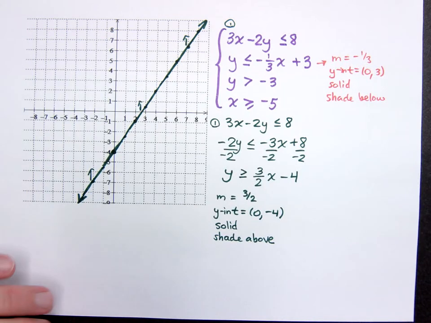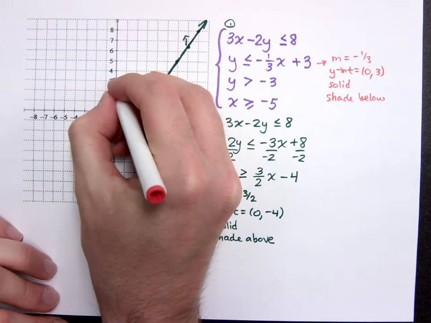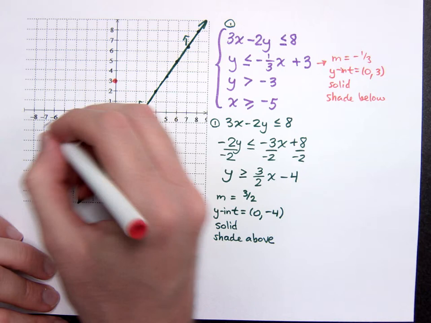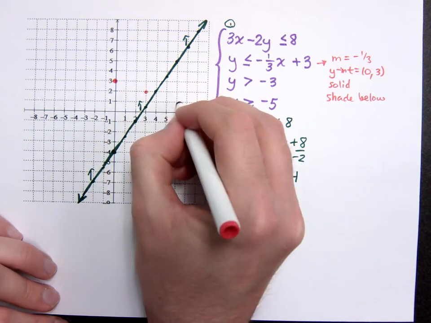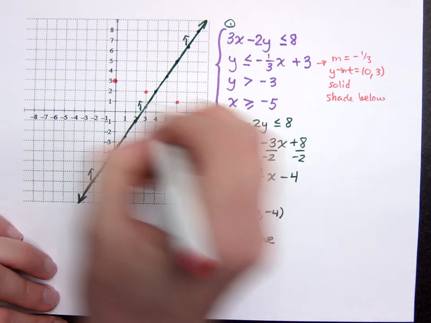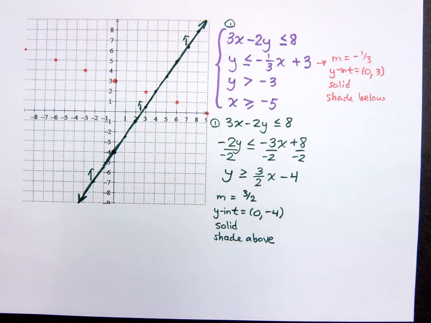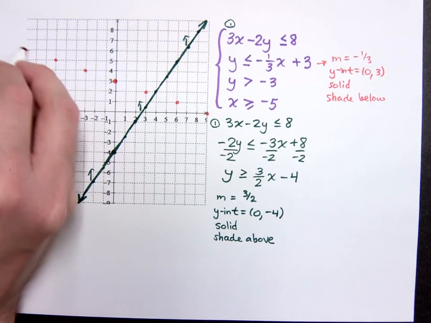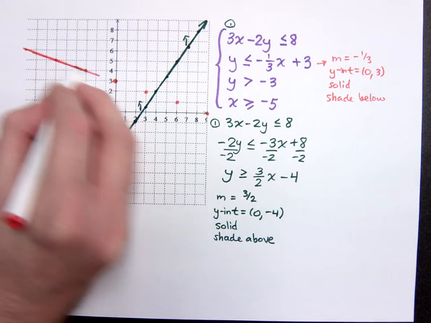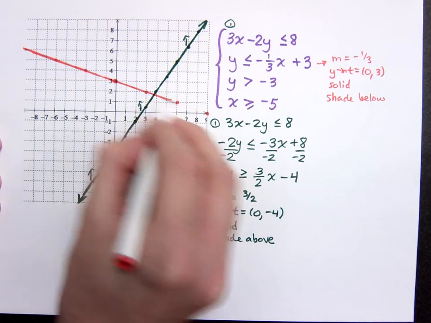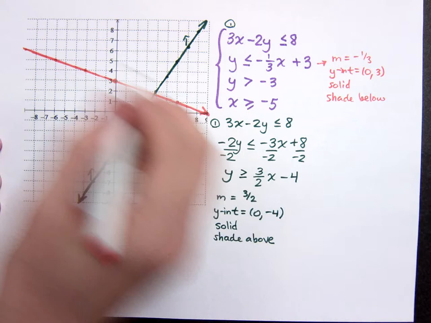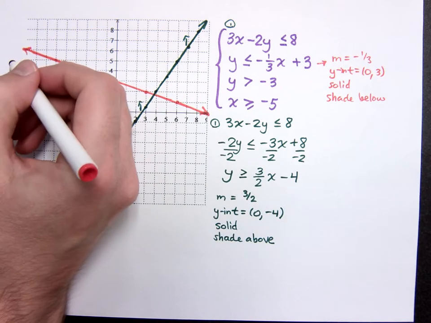So the y-intercept is 0, 3. Please remember to put your y-intercepts on the y-axis and nowhere else. So 0, 3. Slope of negative 1/3, so down 1 and over 3. I hope by now graphing lines is something that we don't have to think about too much.